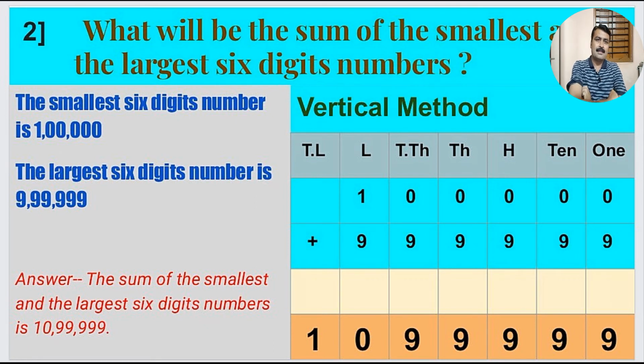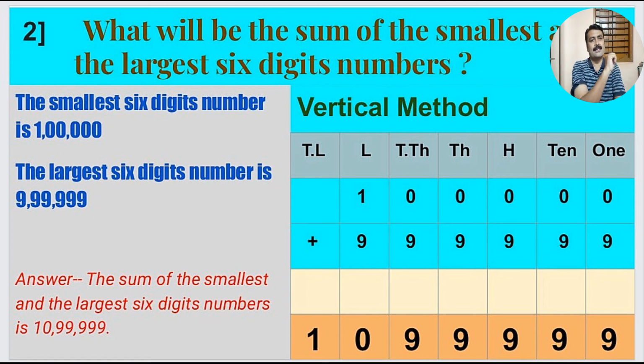Then we take the plus sign and arrange 9,99,999. If we start the opposite way, from the ones place, we take 9 below 0 in the ones column. In the tens column we also take 9 below 0. In the hundreds column 9 below 0, in the thousands column 9 below 0, in the ten thousands column 9 below 0, and in the lakh place 9 below 1. After making this proper vertical arrangement, we start the addition from the ones place.